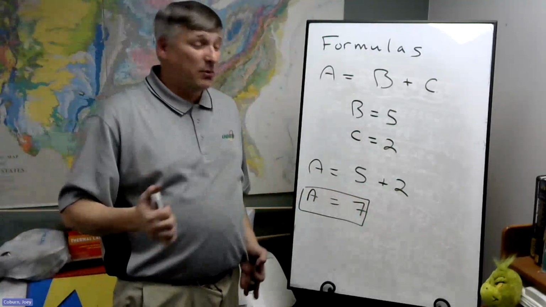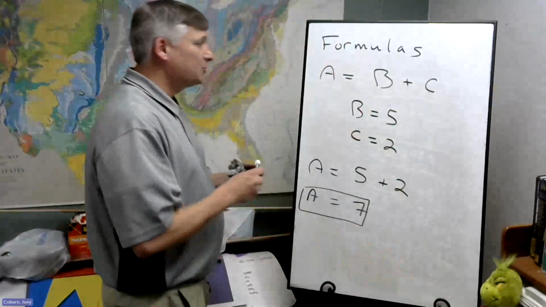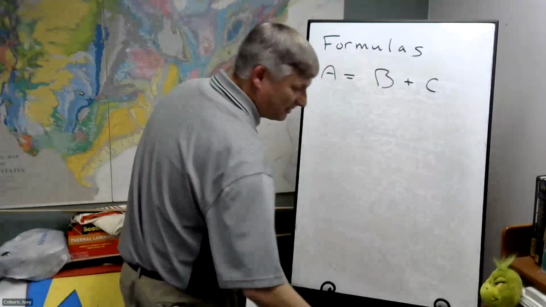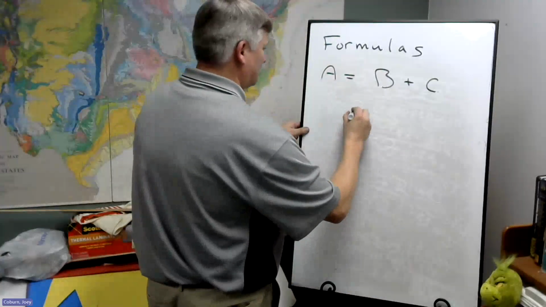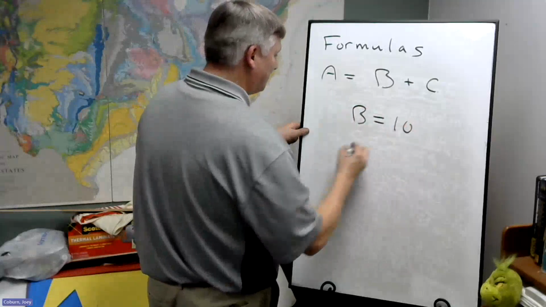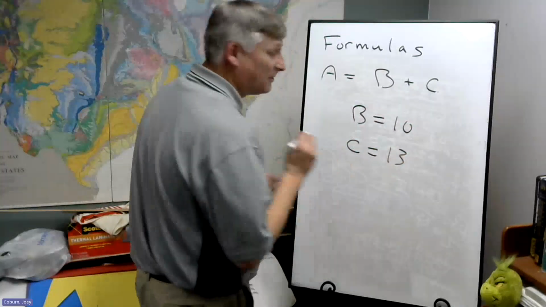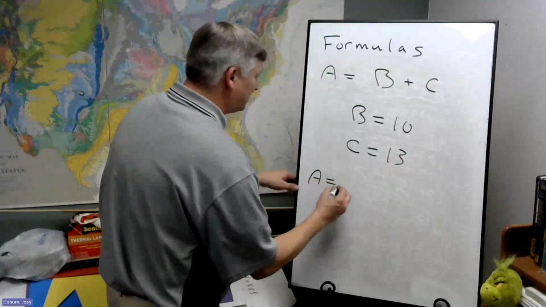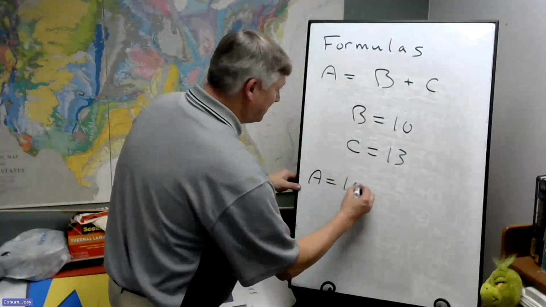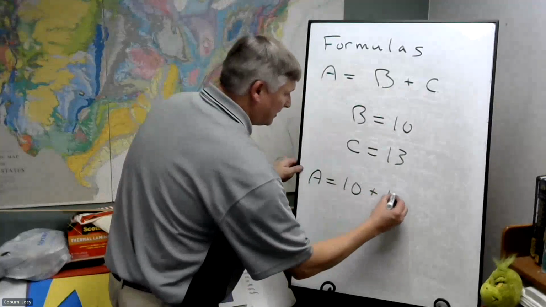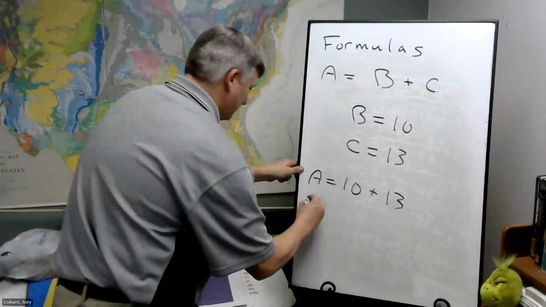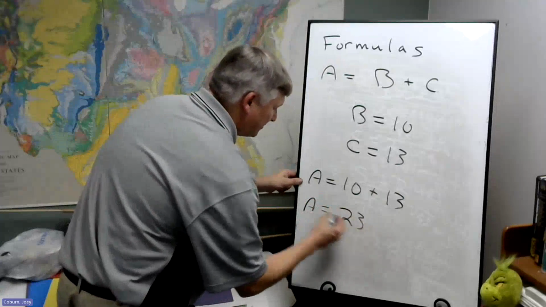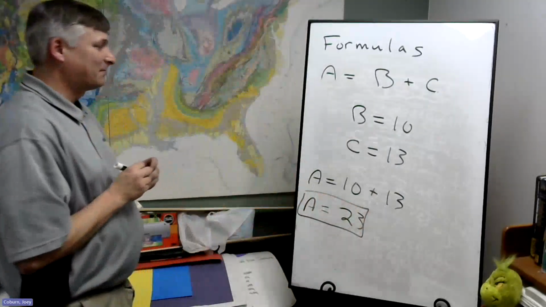Now, this doesn't have to always be true. Suppose we chose different numbers for B and C. Suppose we let B be 10 and C be 13. Now, when we rewrite our formula, B is 10 and C is 13. So now we do the arithmetic, and A now has the value of 23.